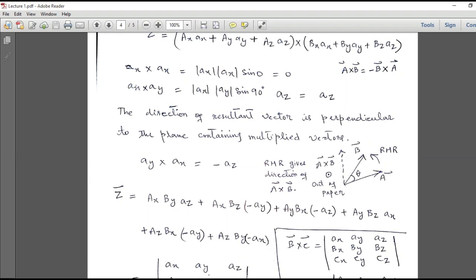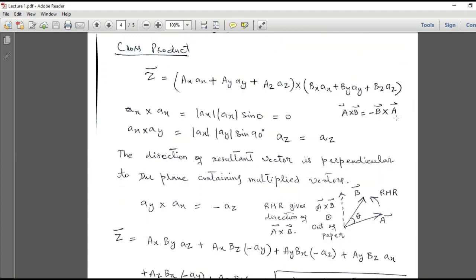By following this rule, ax cross ay will be equal to az. So we can perform this right hand rule over the X, Y, and Z axes, and then we will see that ax cross ay is equal to az. Similarly, ay cross az is equal to ax, and az cross ax is equal to ay. So in the cross product, the commutative property does not exist. So A cross B is equal to minus B cross A. This is what we achieve by taking the cross product of two vectors.